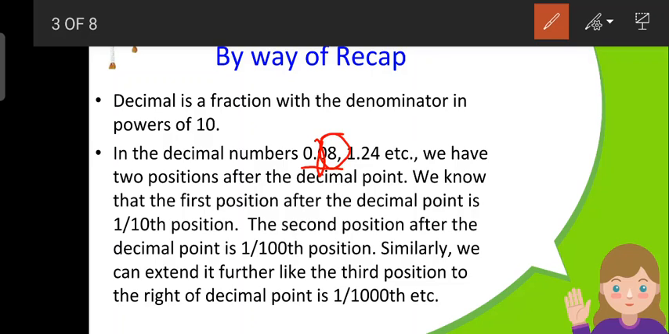We know that the first position after the decimal point is the 1/10th position. Okay, and the second position is the 100th position, and similarly if there is a third number then it is the 1000th position. Is it clear? Is it clear children? So in decimal numbers, just after the decimal point, the first position represents 1/10th and the next is 100th, followed by 1000th etc.